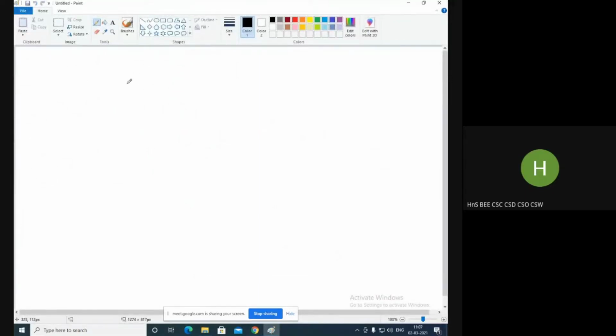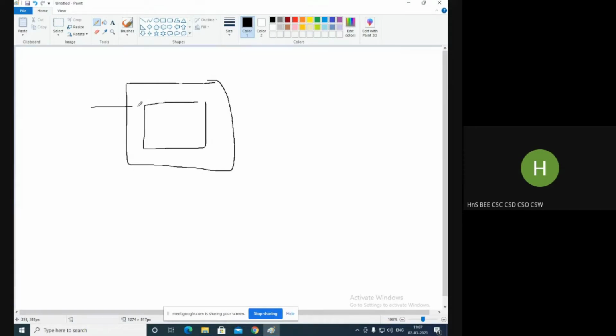The primary winding frequency is equal to the secondary winding frequency. In our transformer, the primary winding frequency equals the secondary winding frequency. But in our induction machine, the primary winding frequency and the secondary winding frequency are different. The stator winding frequency is different.